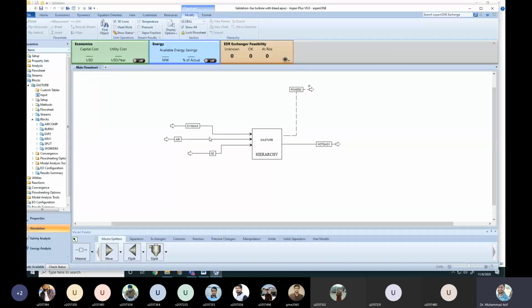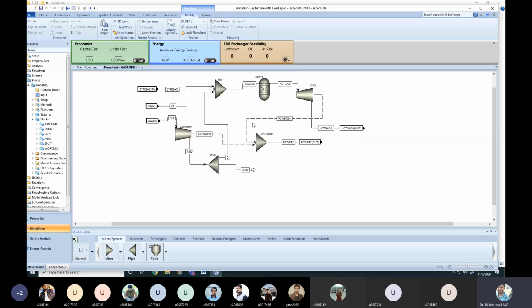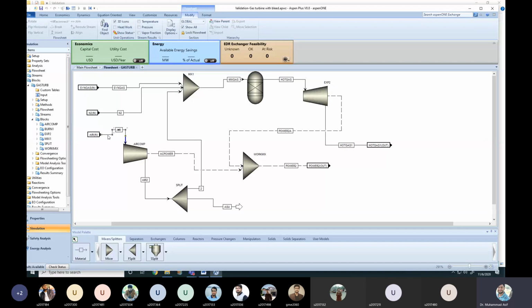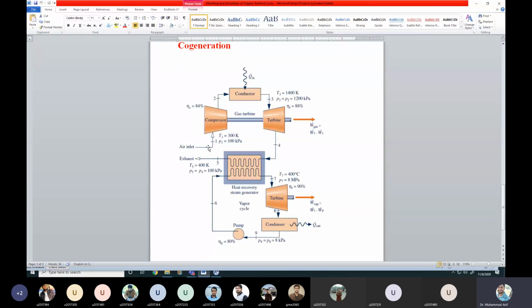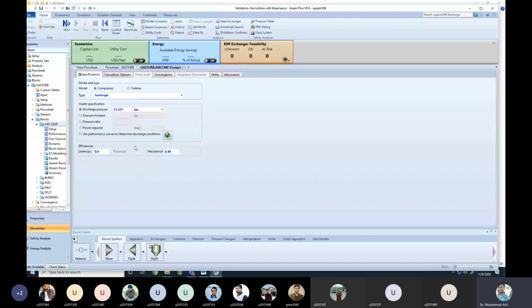In a gas turbine, what happens? What do we need? We need air and some fuel. So the first part is the air. We need to compress that air. Air enters the compressor, so we need to compress it. So we need to put some values in the isentropic compressor, how much pressure we want in the compressor.